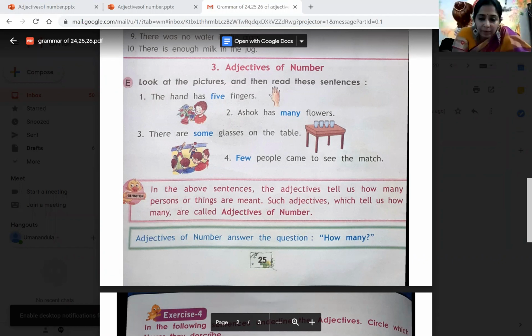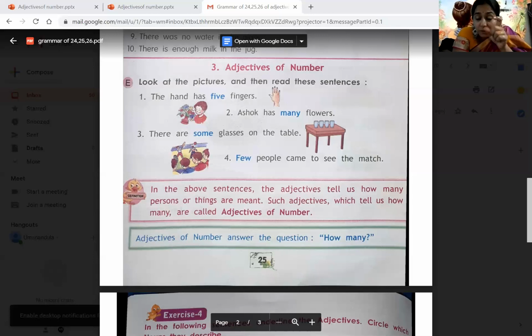Many here, there is no particular number, but sometimes you have to be careful while choosing between adjectives of quantity and adjectives of number, children. There are some glasses on the table. How many glasses we don't know, but there are some glasses. But I ate some rice. There you will get some, because we cannot count the rice particles. So we say it as quantity, some rice.